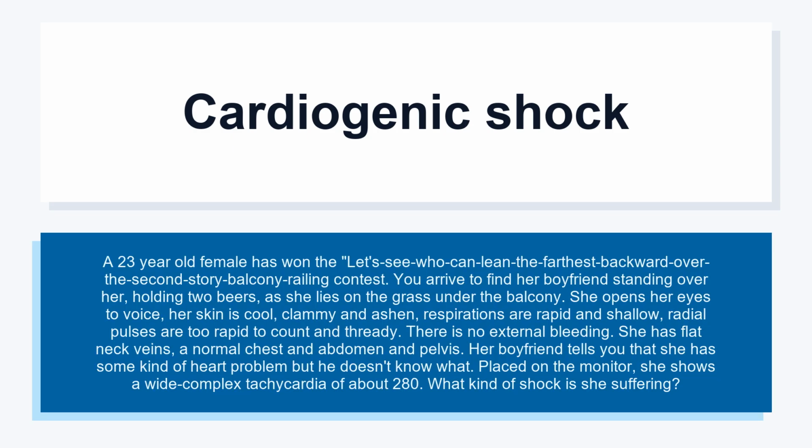Supine hypotension syndrome in the pregnant patient is caused by cardiogenic shock. A 23-year-old female has won the Let's See Who Can Lean the Farthest Backward Over the second-story balcony railing contest. You arrive to find her boyfriend standing over her, holding 2 beers, as she lies on the grass under the balcony. She opens her eyes to voice, her skin is cool, clammy and ashen, respirations are rapid and shallow, radial pulses are too rapid to count and thready. There is no external bleeding. She has flat neck veins, a normal chest and abdomen and pelvis. Her boyfriend tells you that she has some kind of heart problem but he doesn't know what. Placed on the monitor, she shows a wide complex tachycardia of about 280. What kind of shock is she suffering?